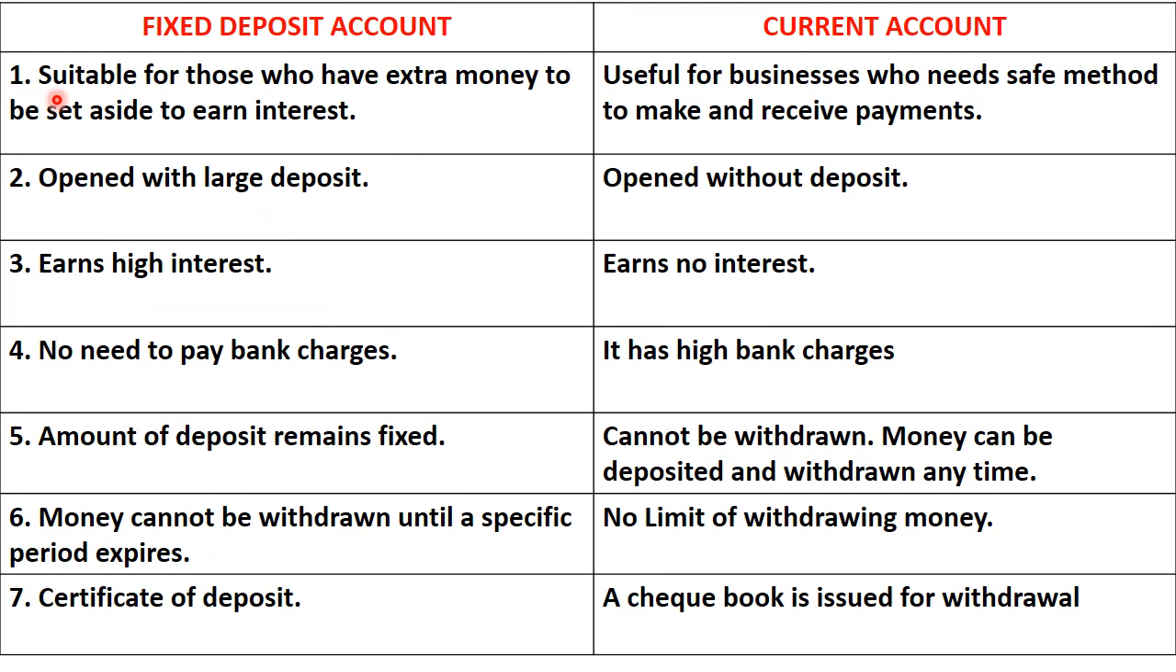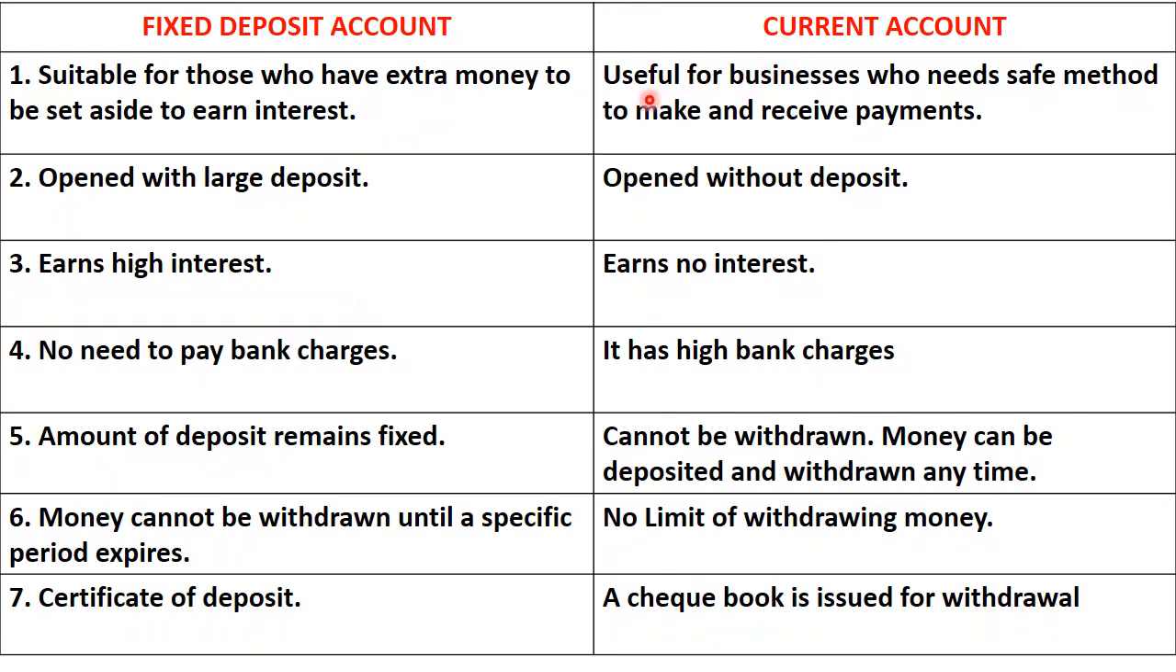So the first difference is that a fixed deposit account is suitable for those who have extra money to set aside to earn interest. You don't need to use that money. Say you have 100,000 which is just sitting there doing nothing. It has no purpose. So you can put this money in your fixed deposit account and forget about it. So long as it is there, it will earn interest, meaning that it will be increasing slowly. By the time you get it, depending on how long it has stayed there, you may discover that it has reached 150,000.